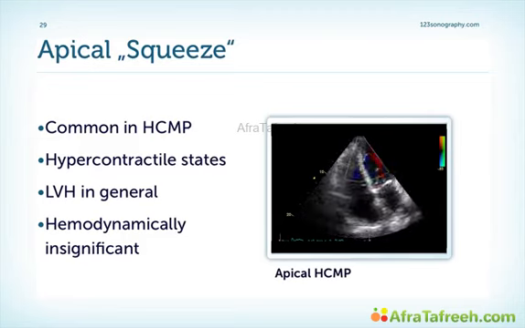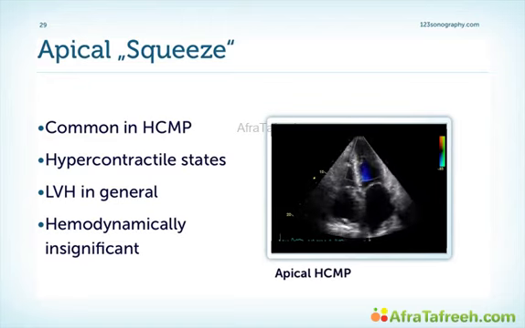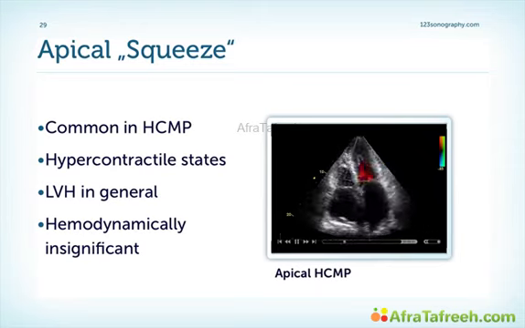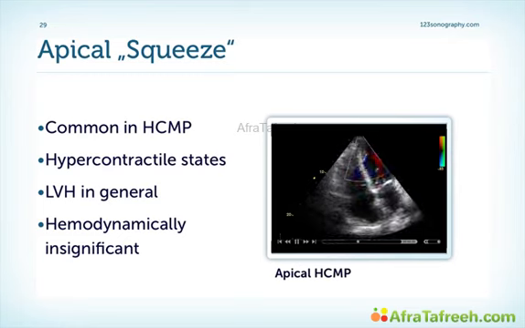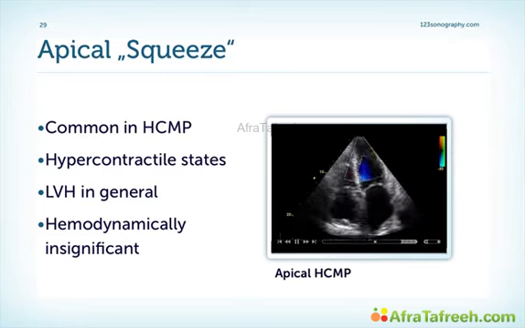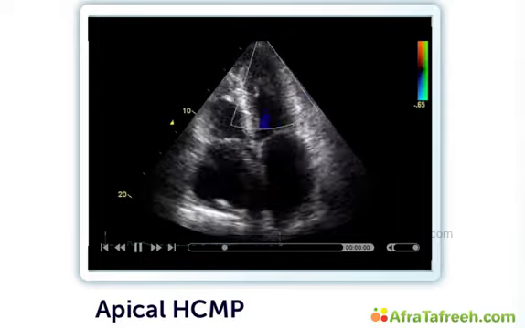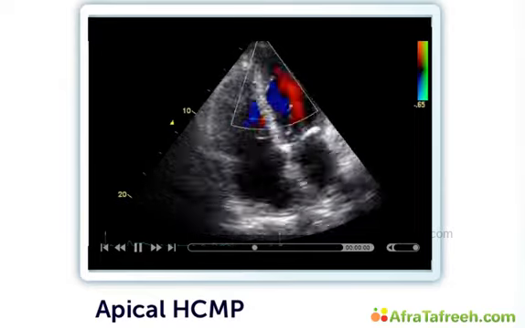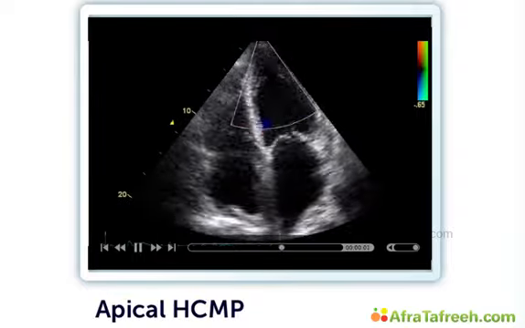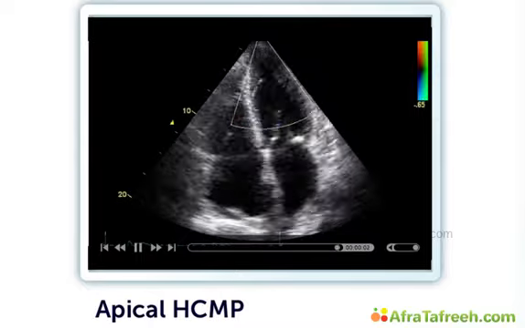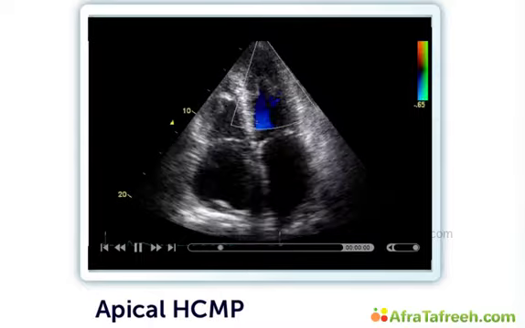Another form of obstruction, or actually it's not obstruction, it's just a phenomenon we see quite frequently, is the so-called apical squeeze. It is common in hypertrophic cardiomyopathy, and it is common also in hypercontractile states and in left ventricular hypertrophy in general. It is hemodynamically insignificant, and all you see is flow acceleration here way at the apex and turbulent flow. If you put a pulse wave Doppler signal here, you will see a minor flow acceleration, especially way at the end of systole. So there is no blood that is trapped in the apex here. This is just an apical squeeze.